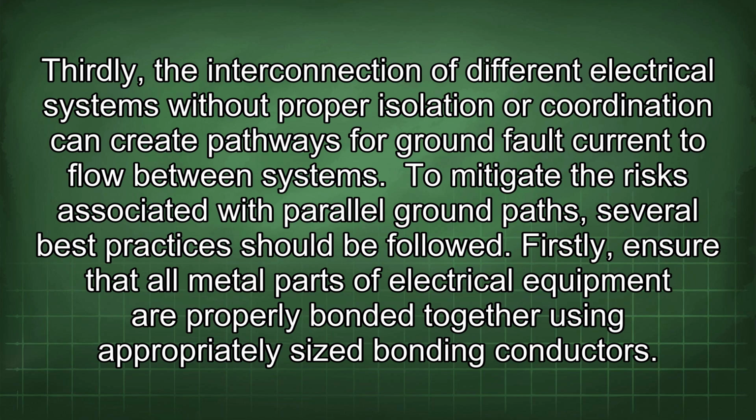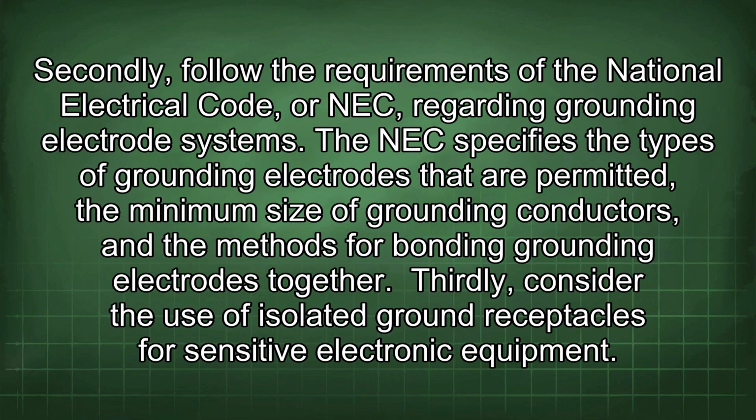To mitigate the risks associated with parallel ground paths, several best practices should be followed. Firstly, ensure that all metal parts of electrical equipment are properly bonded together using appropriately sized bonding conductors. Secondly, follow the requirements of the National Electrical Code, or NEC, regarding grounding electrode systems. The NEC specifies the types of grounding electrodes that are permitted, the minimum size of grounding conductors, and the methods for bonding grounding electrodes together.